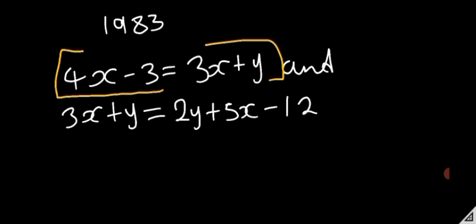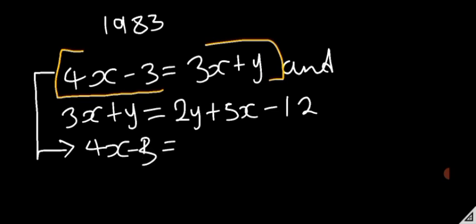It's very easy. The first thing you do is to rearrange. That is collecting like terms. So if we collect like terms here, remember we have 4x minus 3 is equal to 3x plus y. When we collect like terms, we bring x to x, so we have 4x.